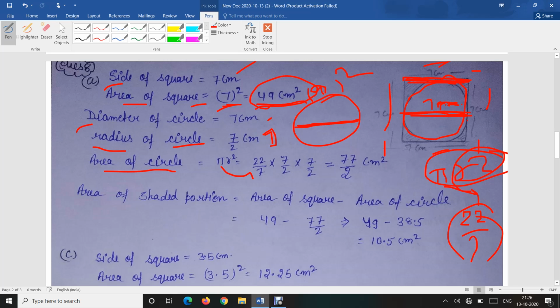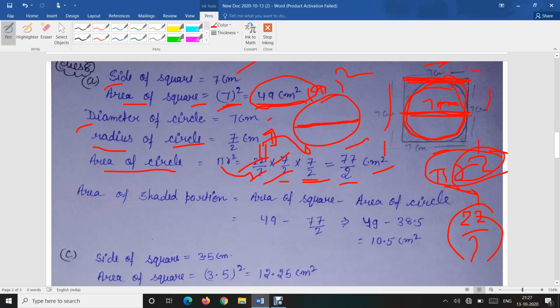Value of pi is 22/7 and value of r is 7/2. So here we have 22/7 multiplied by 7/2 multiplied by 7/2. This 7 can be cancelled with this 7. 2 ones are 2, 2 ones are 2, 2 ones are 2, means 11 multiplied by 7 is 77/2 centimeter square. So the area of this circle is 77/2 centimeter square.